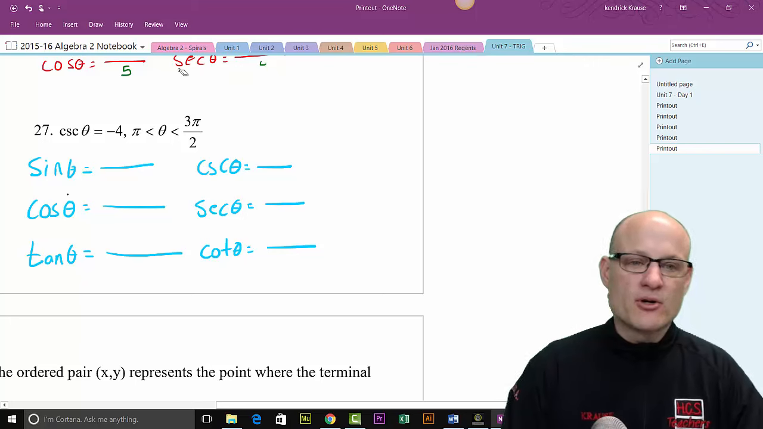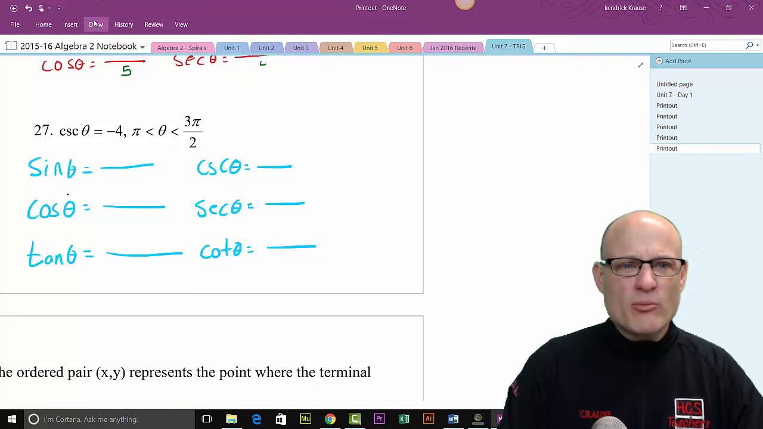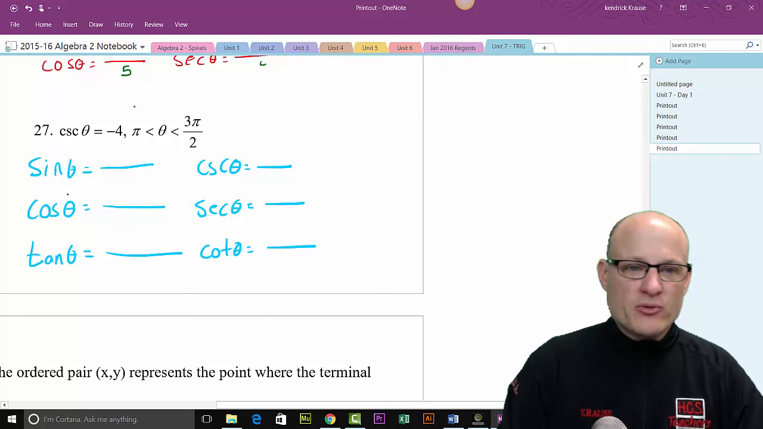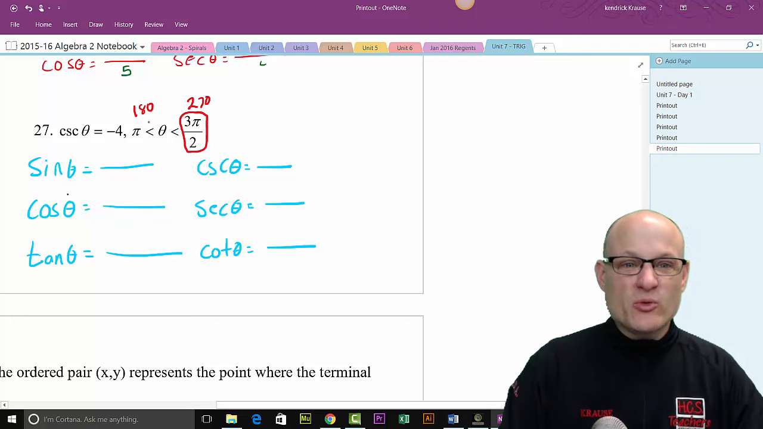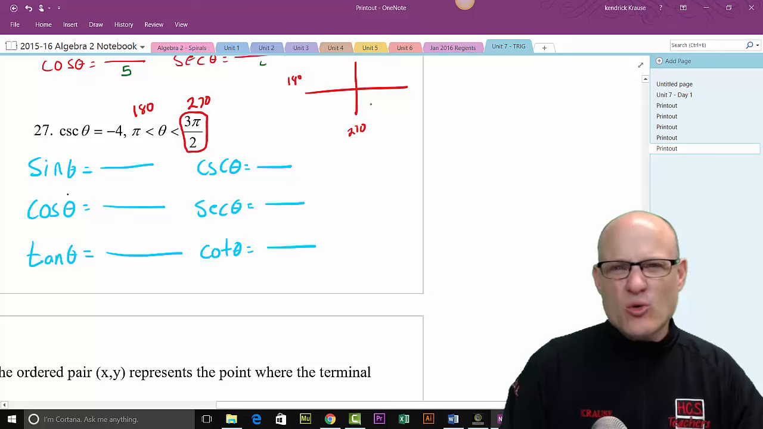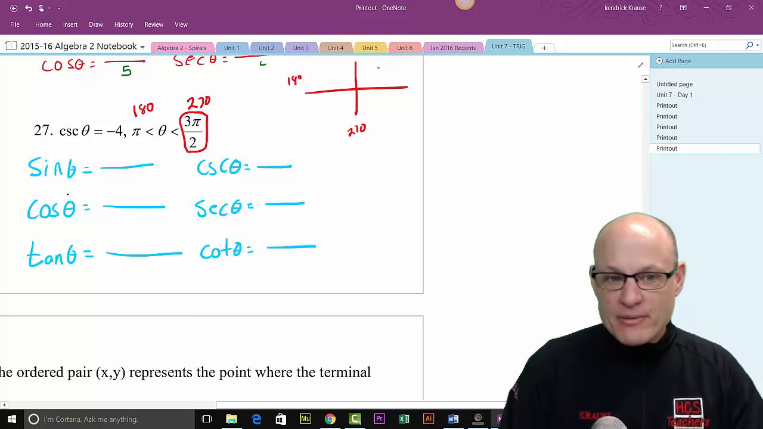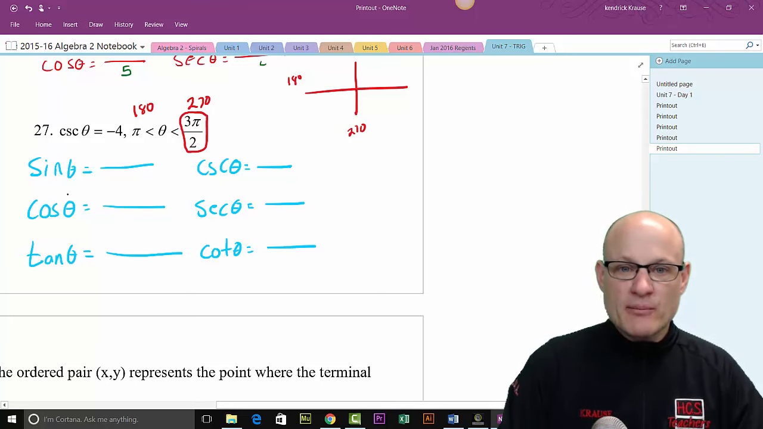Don't freak out. I'm telling you that my angle theta is between 180 degrees and, if you convert this, or you already know it, 270 degrees. So my angle is between 180 and 270. Let's see. 180 is here and 270 is here. So what quadrant am I in? I'm in the third quadrant. So I'm going to draw my triangle in the third quadrant.